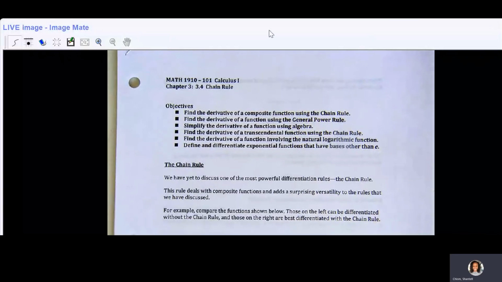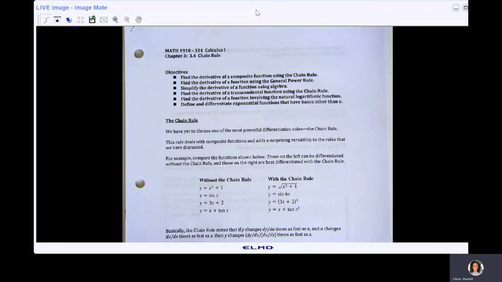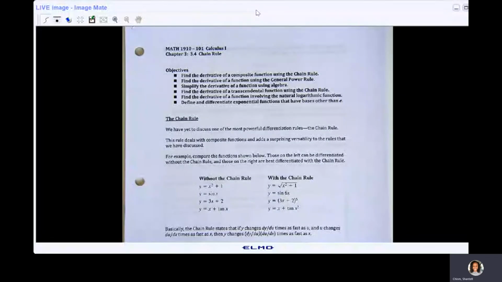I'm coming to you today to look at 3.4 in Calculus 1 in 1910. We're going to look at 3.4, the chain rule. So let me share my screen. Alright, so we're going to go over the notes for a little bit and then we'll look at some examples. 3.4 deals with the chain rule.